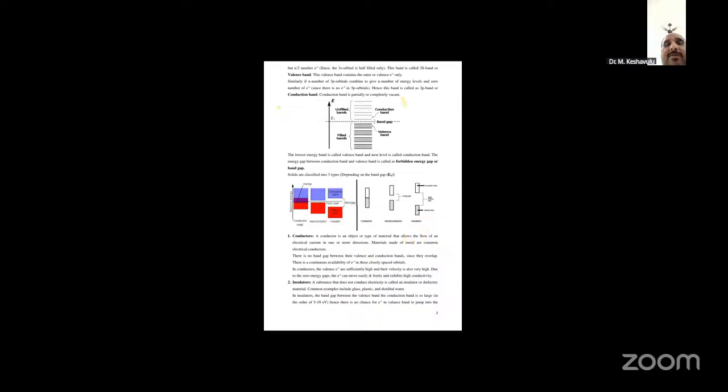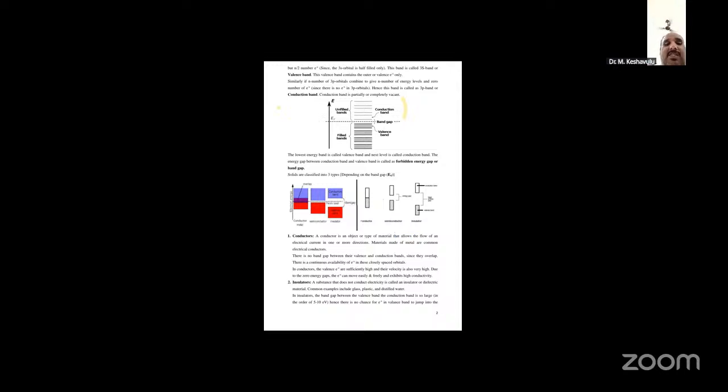An empty band means the orbitals involved in making the band have no electrons. For example, if an element has one electron present in the pz orbital, the remaining px and py orbitals will be there. Those px and py orbitals overlap and can give an empty band. If this p orbital is also included and overlapped, it will partially contain electrons. Therefore, the conduction band is an empty band or partially filled with electrons.